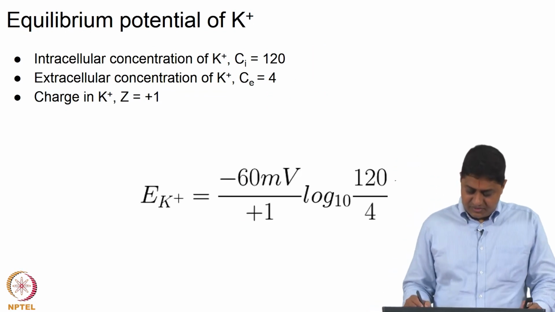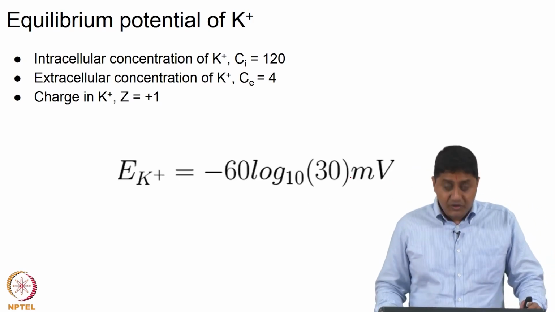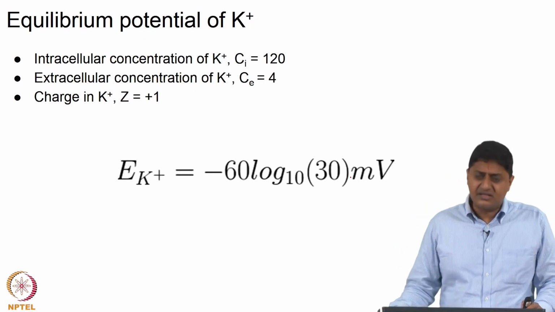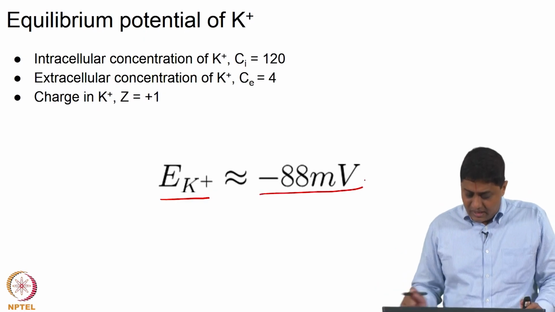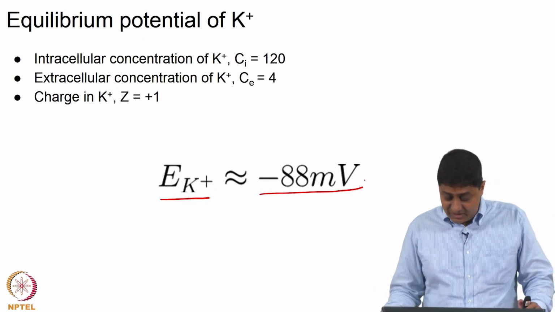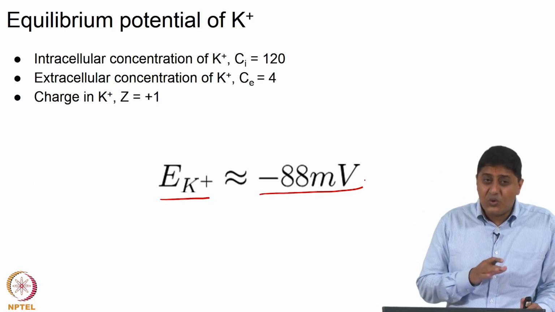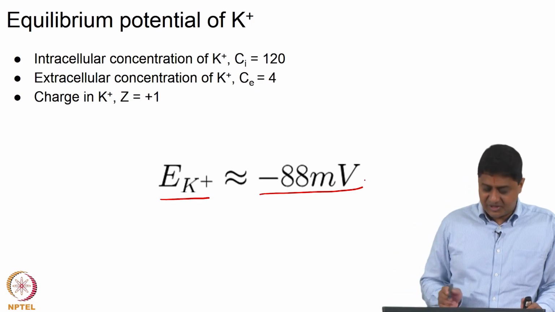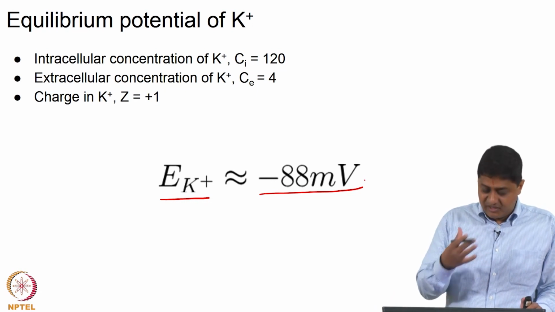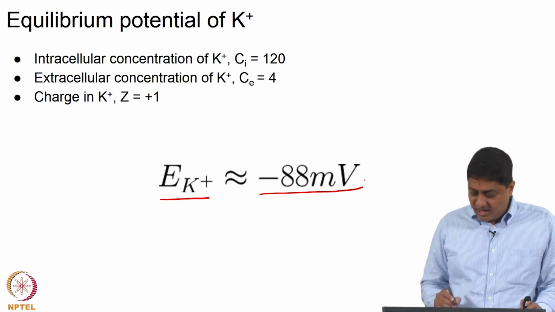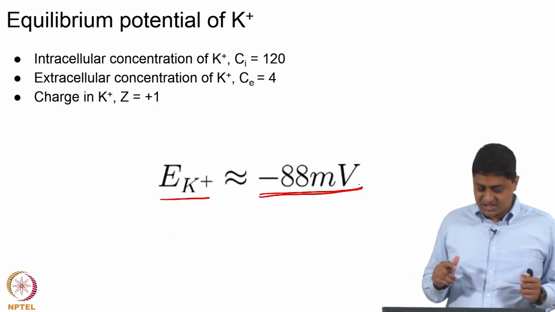So when I do that, this is actually 30. So I could compute log 30, right, and then the equilibrium potential comes out to be minus 88 millivolts. So once again, this is the potential at which there is no net movement of the potassium ion across the biological membrane. If the potassium ion had a mind of its own, it would prefer to have the membrane potential at this value because it does not have to make any movements.